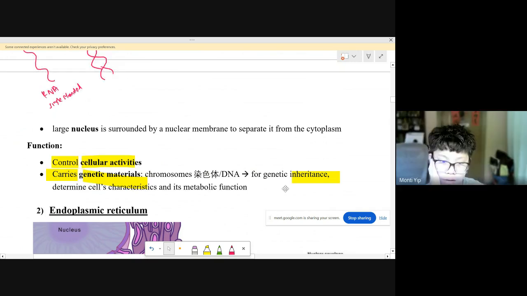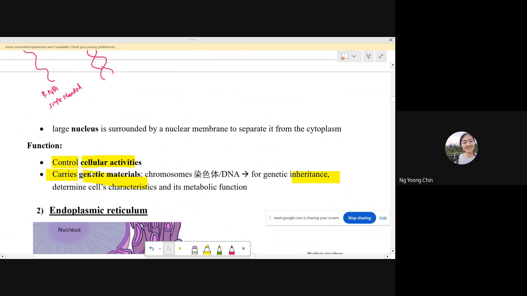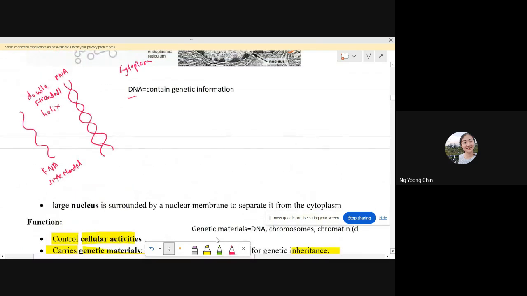So what is this genetic material? Genetic material refers to the DNA, or the chromosome, or the chromatin. They describe the same thing, because those structures belong to the same thing, just different in appearance. DNA is like this, double stranded. But when the DNA coils, it becomes something like this, which we call chromatin.